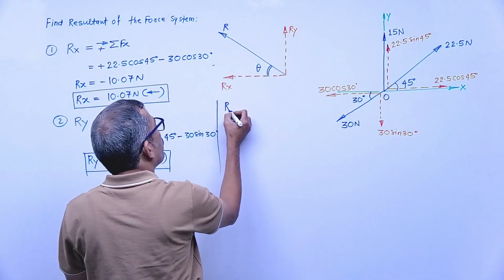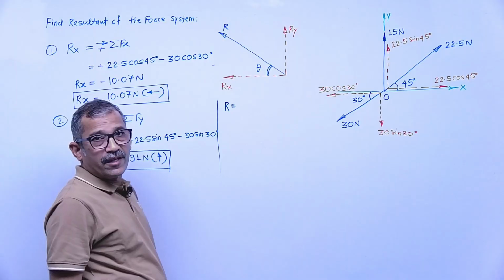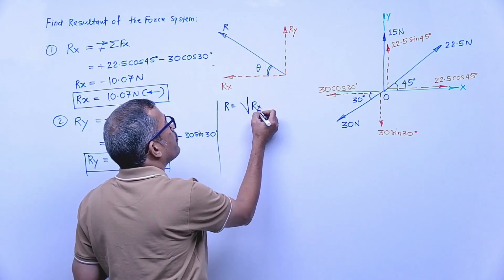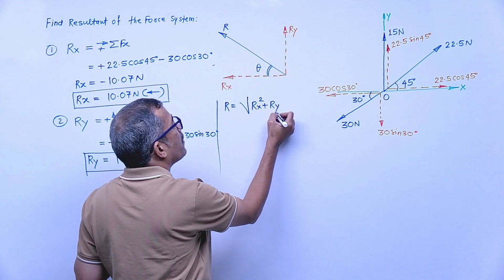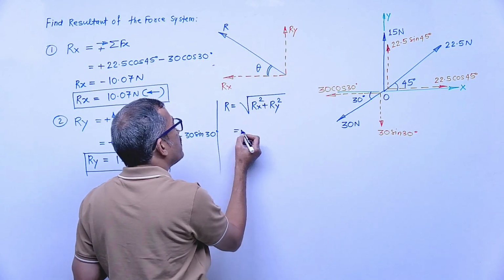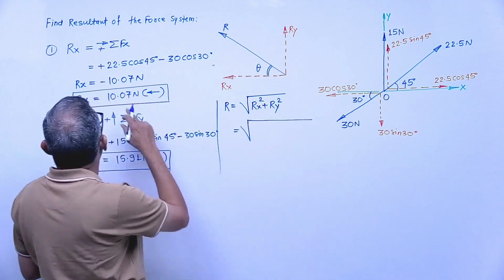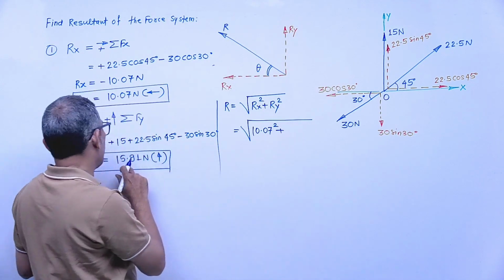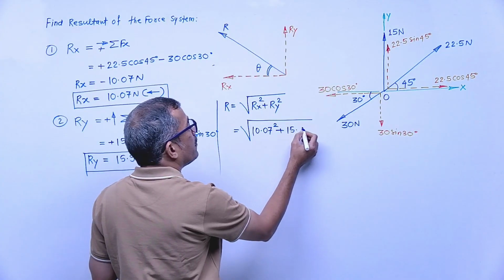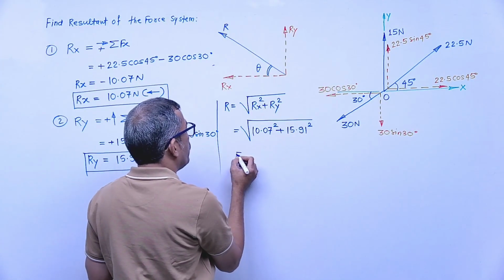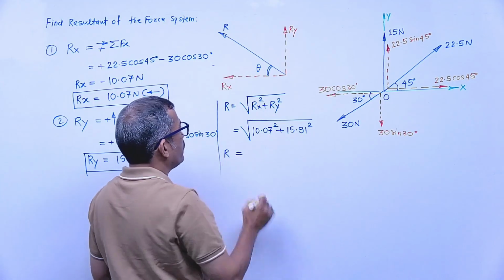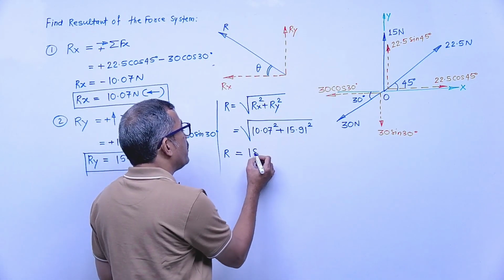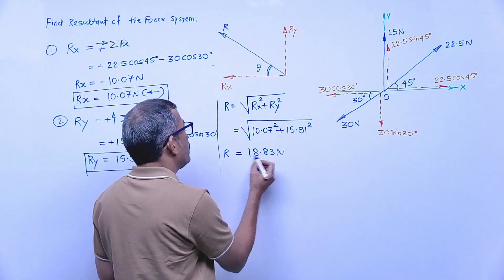How will we find the magnitude of R? When you know two rectangular components, which are perpendicular to each other, we use Pythagoras theorem: R is the root of Rx square plus Ry square, which is the root of 10.07 square plus 15.91 square. Calculate this value. R comes out to be 18.83 Newton. This is your answer.